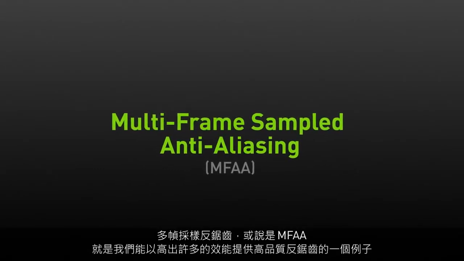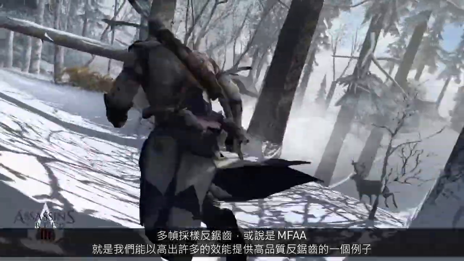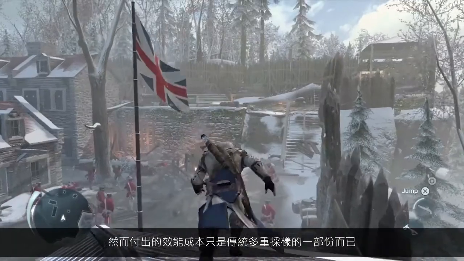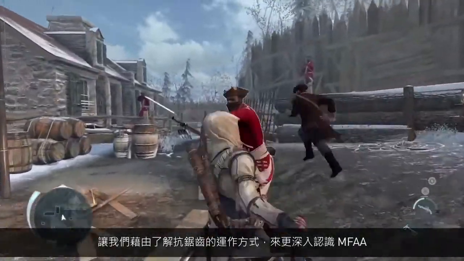Multi-Frame Anti-Aliasing, or MFAA, is one example where we can deliver high-quality AA at much higher performance. It's a simple idea that says by looking at multiple frames over time, we can actually combine them and generate an image with the same quality as MSAA, but we can do that at a fraction of the performance cost of traditional multi-sampling. Let's start to understand MFAA better by understanding how AA works.